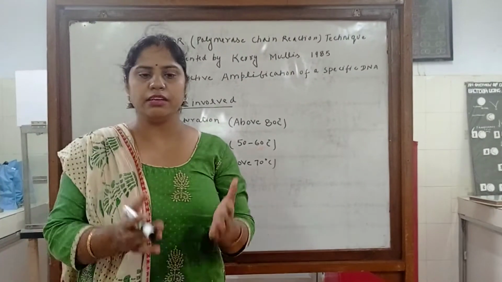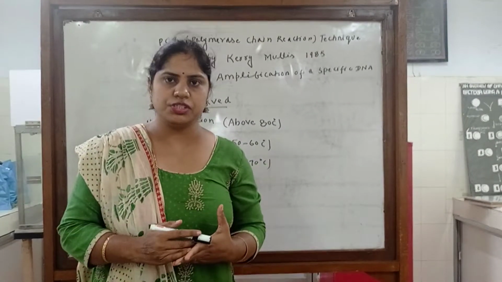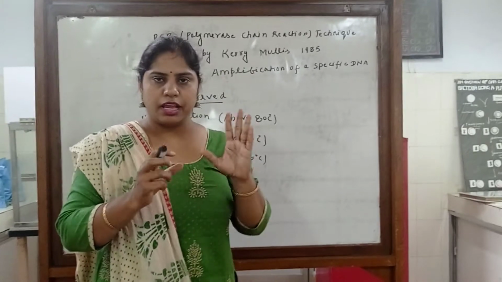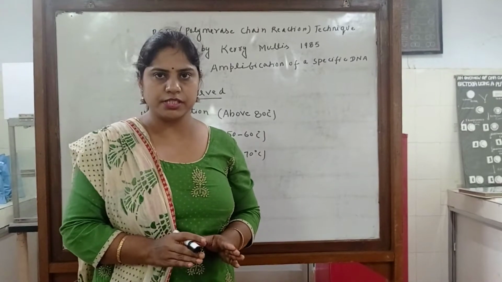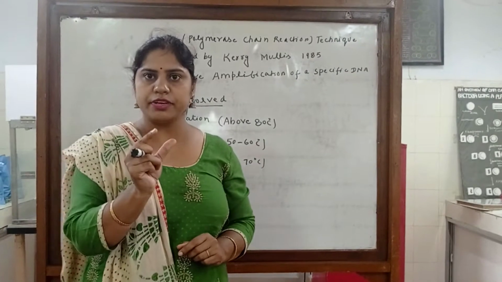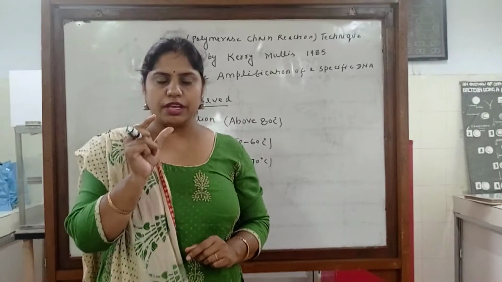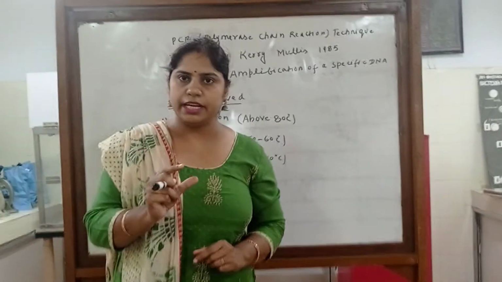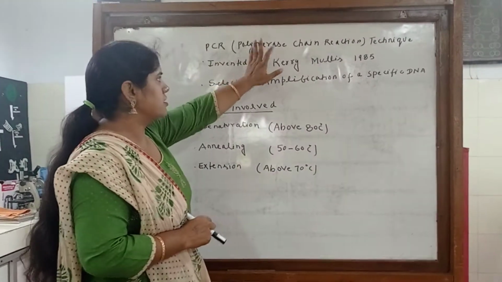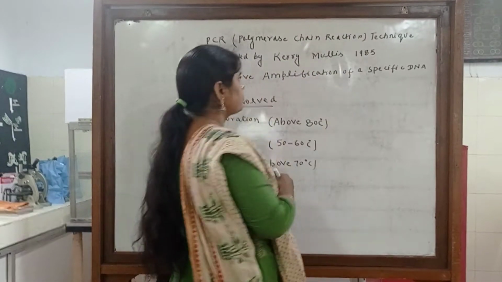Basically, in our body, in the in vivo condition, DNA replication takes place in every cell inside the nucleus. But if we want to amplify a specific region of DNA, or a gene, in the in vitro condition, for that we use a technique called PCR. The full form is polymerase chain reaction.